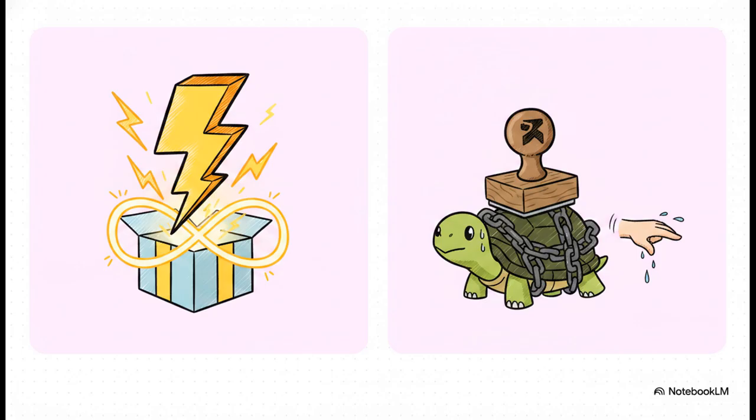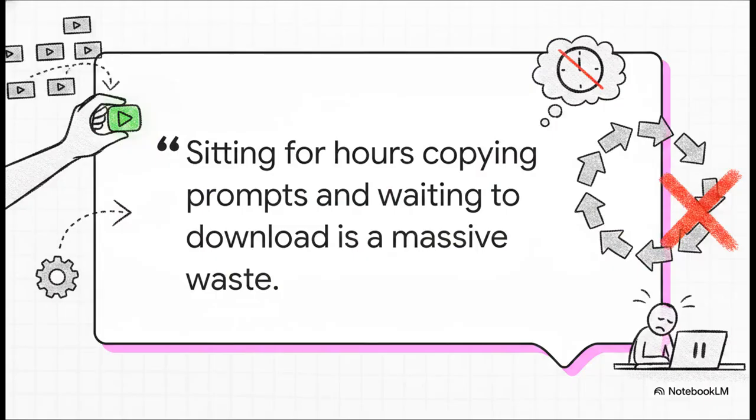Sure, there's a workaround where you copy the link, navigate over to an extraction site, and manually download a clean version. But as any creator knows, a manual workaround like that is fundamentally unscalable. It is an agonizingly slow process. Creator Crimscript AI hit the nail right on the head here. They said, sitting at your desk for hours, copying every single prompt and waiting around to click download is a massive waste of your time. And they are absolutely right.